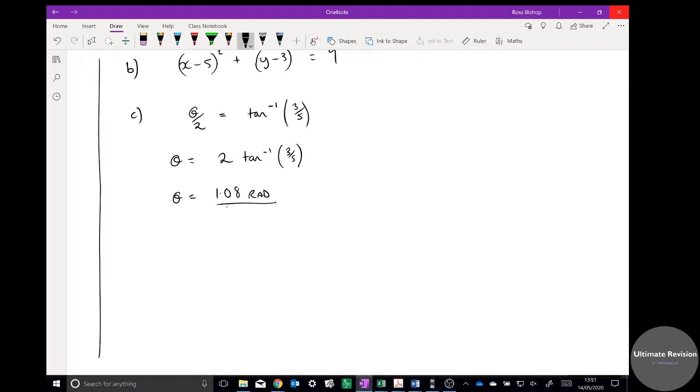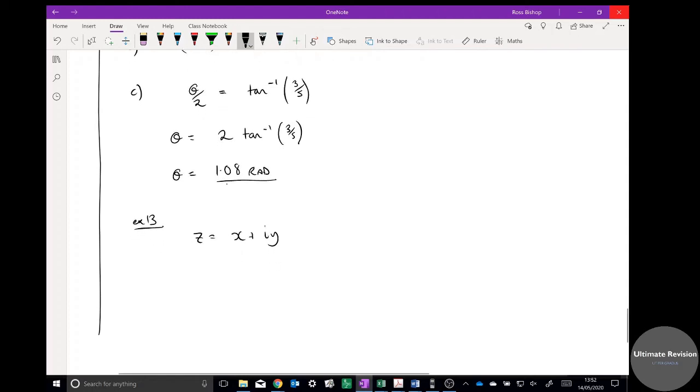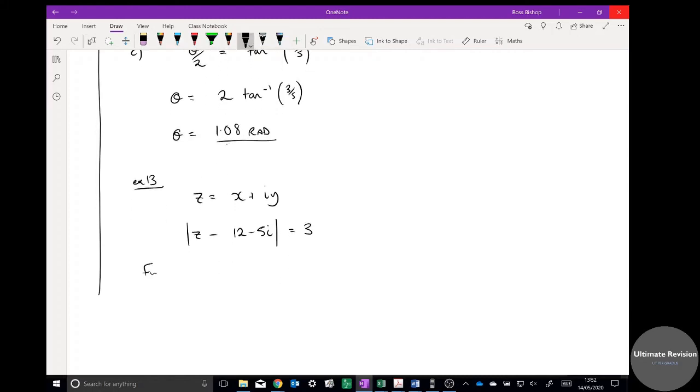Right, okay. Final example. So example 13. So I've got z is equal to x plus iy. And it satisfies the equation again, the modulus of z minus 12 minus 5i equals 3 again. And it says find the minimum value of the modulus of z. Okay, so the minimum length that could be, and the maximum of z.